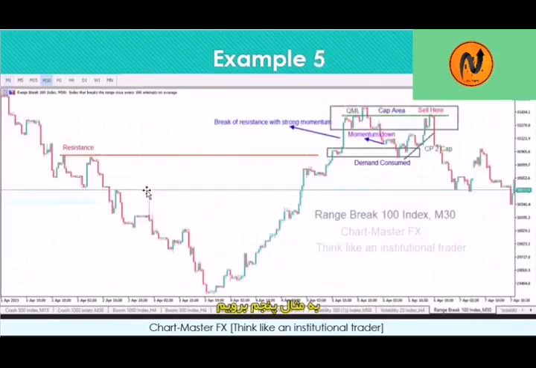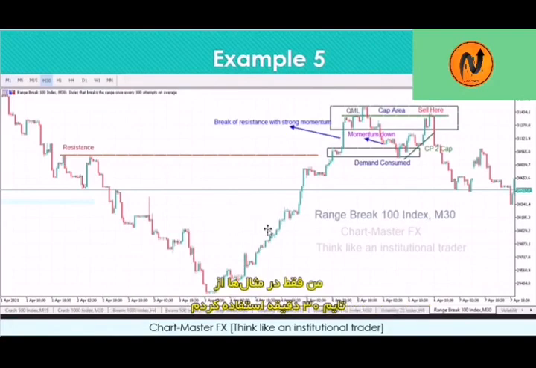Let's go to example number 5. Example number 5, guys, we have a resistance line here of touches 1-2. The price dropped down, and you can see we're on the Range Break 1000 index on M30.